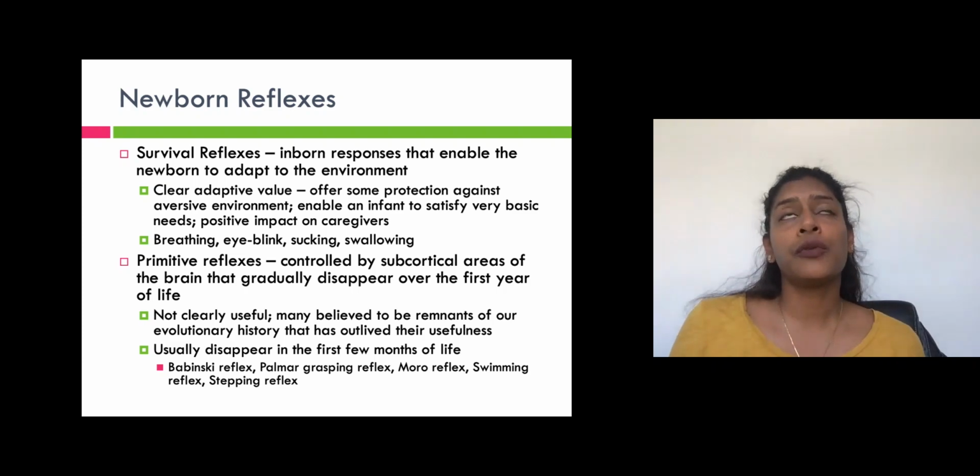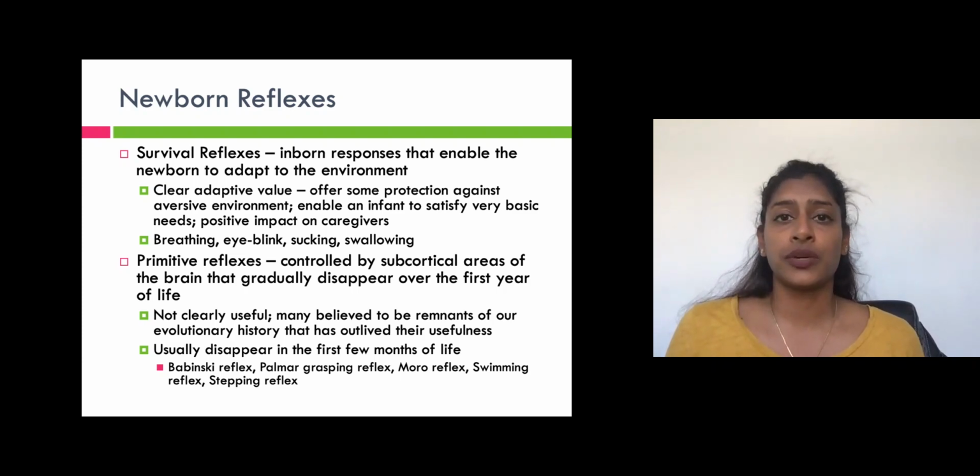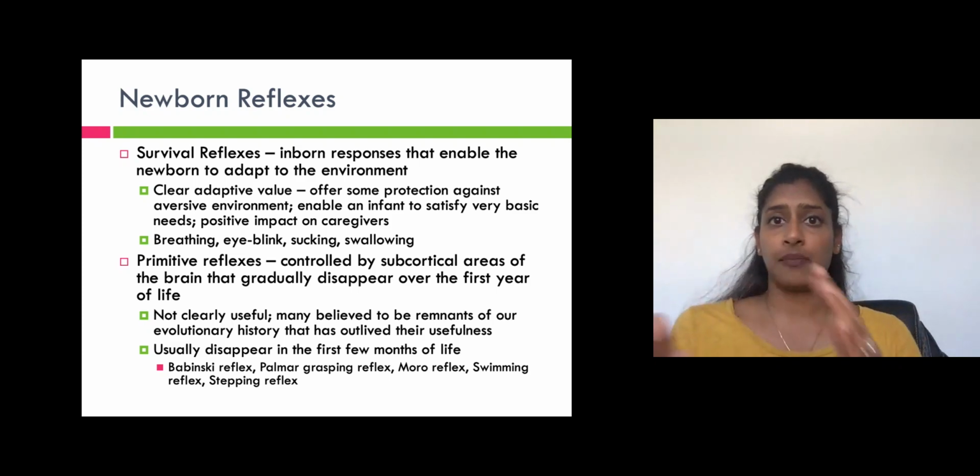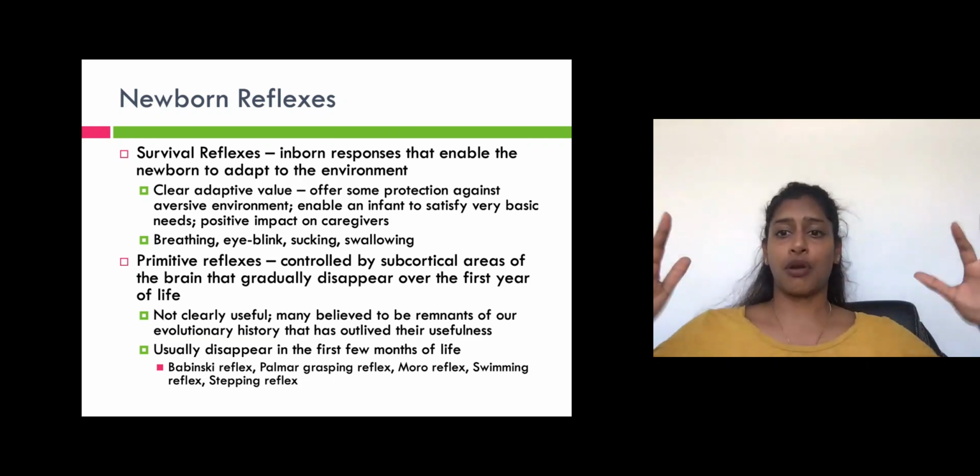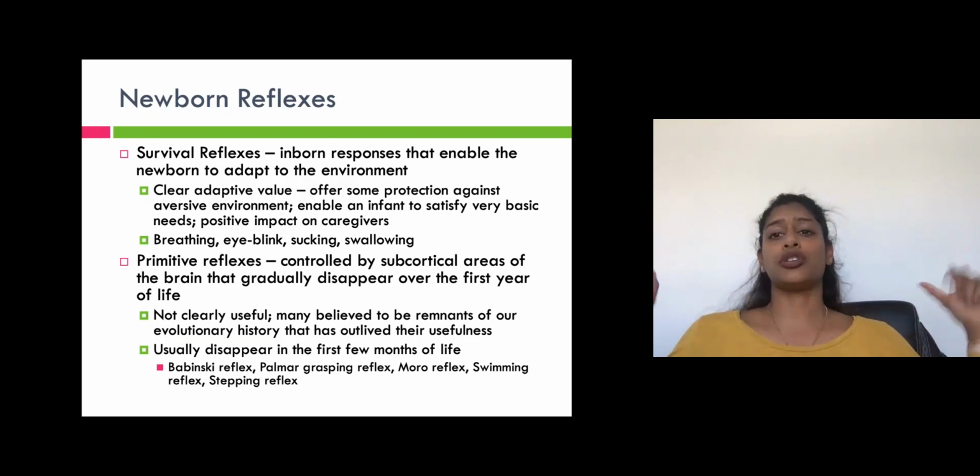The Moro reflex is the startle response. I'm going to show you this. When a baby is tipped back and startled, they will immediately throw their arms out and arch their back.